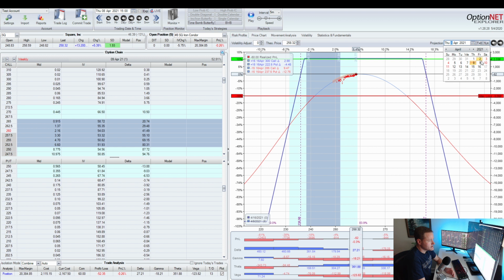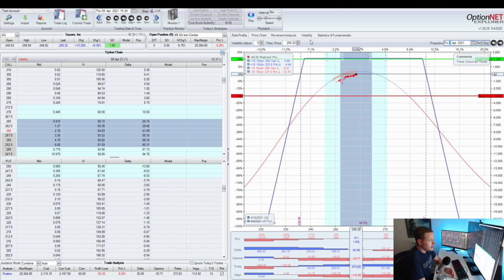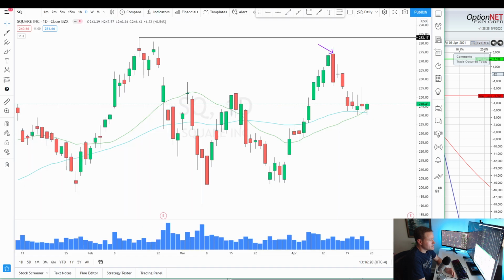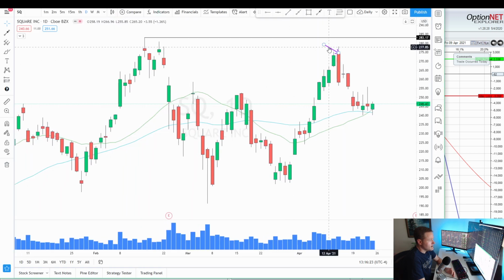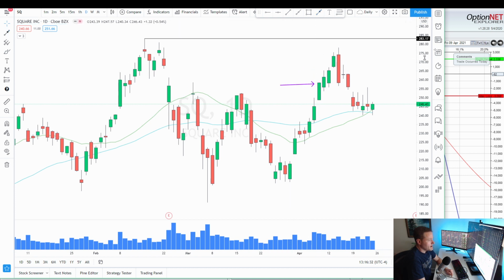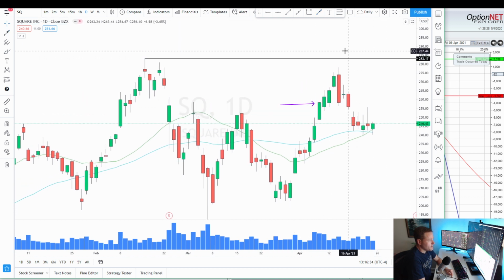So let's say it's April 9th, and that's the day after we put the trade on. And let's say that Square has some kind of big gap higher. So we put the trade on this day. And let's say that Square has some kind of really good news and it opens up like right at its all-time high or just above it, like right about 285, which our short strike again is 285. So let's say that Square opens up right at our short strike the day after we put it on.